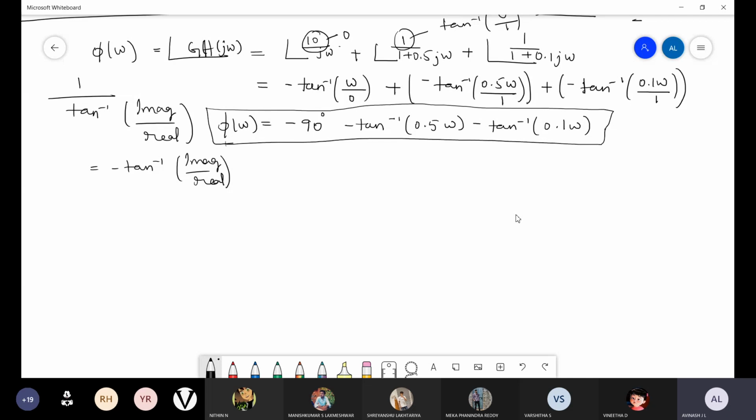Once we are done with this, we'll make two columns. One is the omega column, and the second column is phi of omega. Omega will start from 0.1. Calculate what angle we get when you substitute omega as 0.1. Here and here you need to replace the value of omega, that is 0.1, and tell me, anyone of you, what phi of omega value will come.